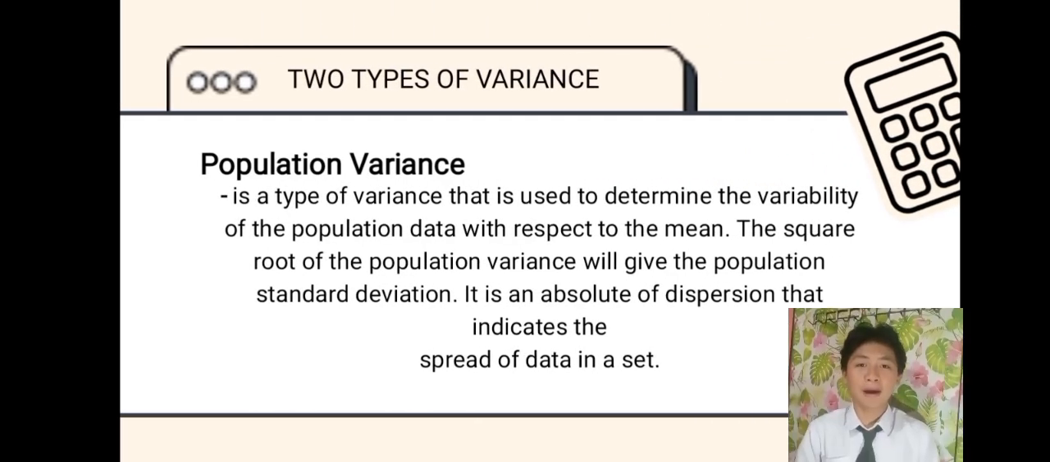Next, the population variance. The population variance is a type of variance that is used to determine the variability of the population data with respect to the mean. The square root of the population variance will give the population standard deviation. It is an absolute measure of dispersion that indicates the spread of the data in a dataset.